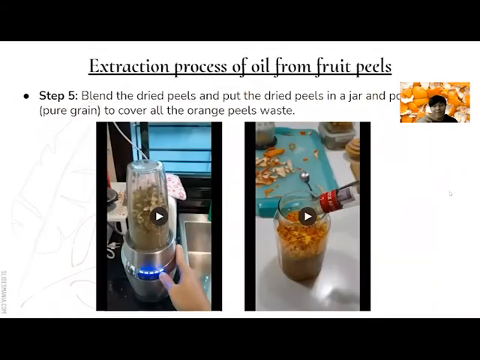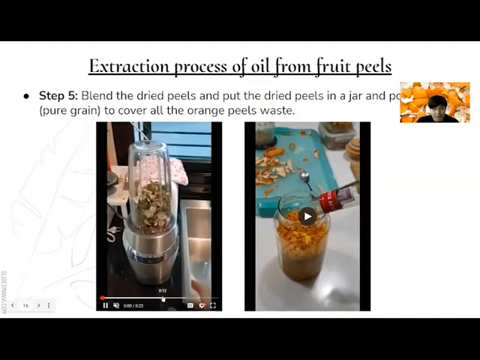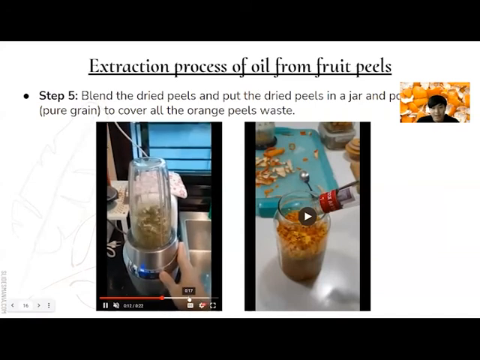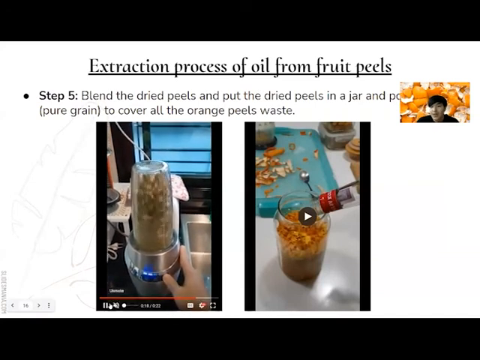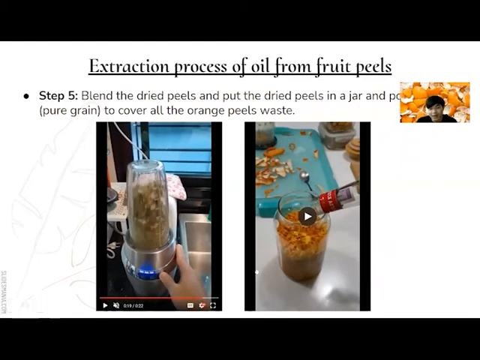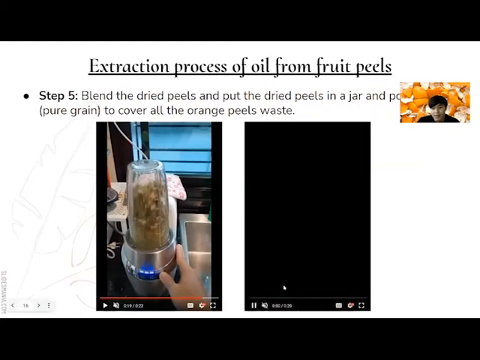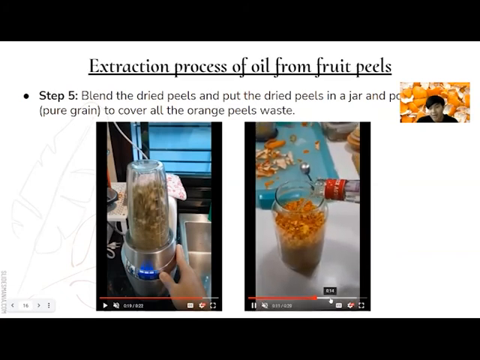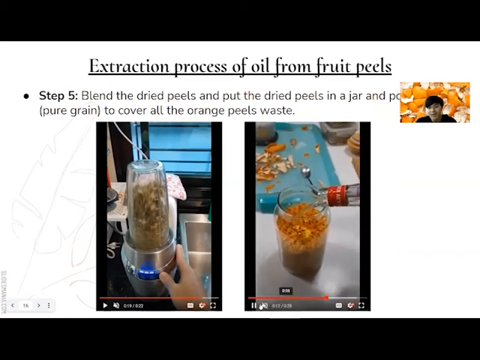And then step 5, we blend the dried peels, and then we put the dried peels in a jar and pour pure grain alcohol to cover the fruit peels. This is the blending process. So we blend the dried peels into a small pulp, so they have more surface area for the oils to come out. And after that, we pour the pure grain alcohol to cover everything, and we close up the jar.